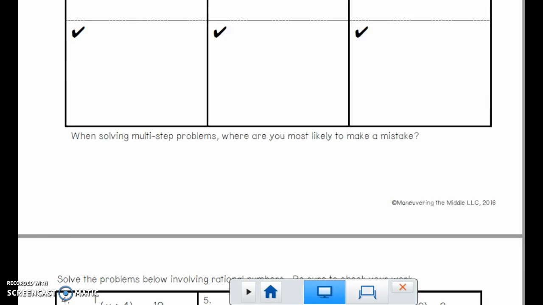It says, when solving multi-step problems, where are you most likely to make the mistake? Every single time we see kids that forget to distribute to everything in the parentheses. They multiply by the first term and not the second. Please don't forget to do that.